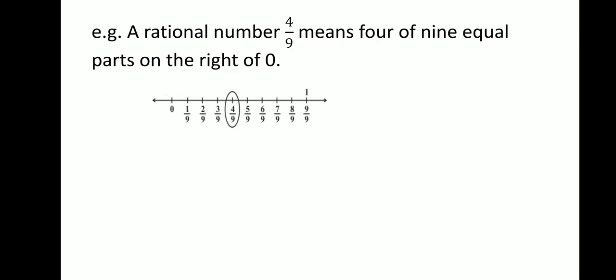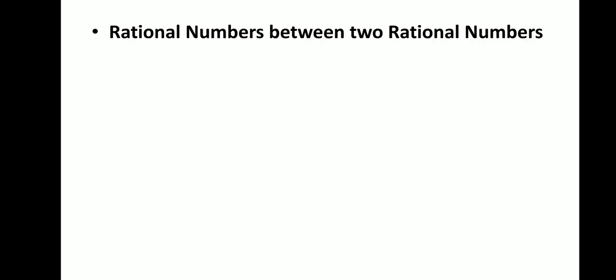A rational number 4 by 9 means 4 of 9 equal parts on the right of 0. It means 9 equal parts should be there between 0 and 1, because 4 over 9 lies between 0 and 1. So 9 equal parts should be there, and out of those 9 parts, 4 are to be considered. So it will be 4 over 9. So between 0 and 1, I will be writing like this: 1 over 9, 2 over 9, 3 over 9, 4 over 9, 5 over 9, 6 over 9, 7 over 9, 8 over 9, 9 over 9, that is equal to 1. Now, how to find rational numbers between two given rational numbers?